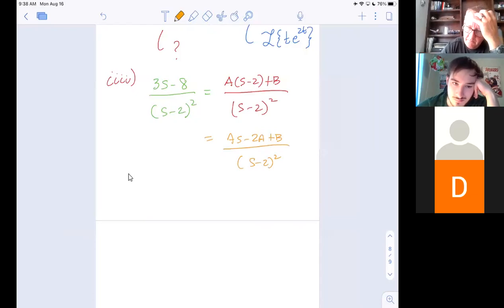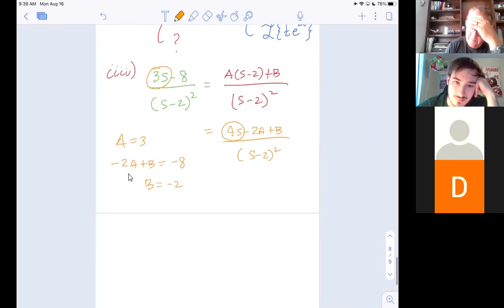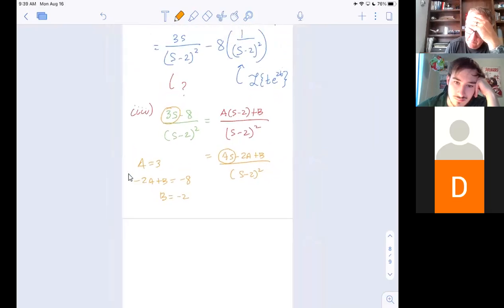Again, it looks like it works because I only have one s term, and so that's the 3. So that means a's got to be 3, right? And then I have minus 2a plus b left to give me my constant, which is -8. And since we know a is 3, that would be -6. Then I would add 6 to the other side, and b would be -2. So I guess what we're saying is that 3s minus 8 over s minus 2 squared could be rewritten as a times s minus 2 over s minus 2 squared plus b over s minus 2 squared, where b is -2.